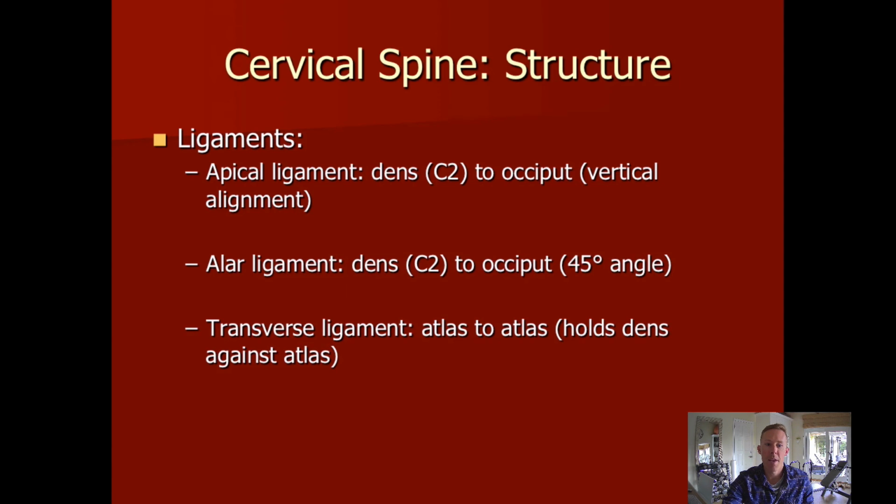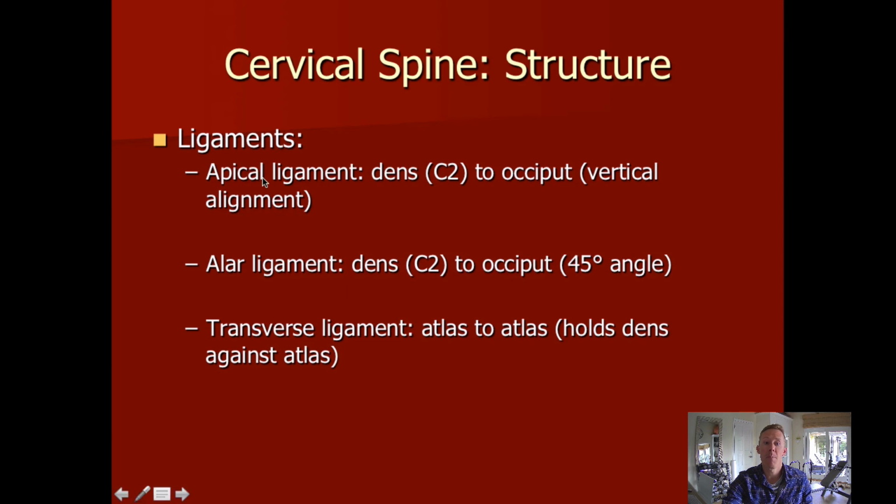Okay, and then ligaments, really important ligaments in the neck. If somebody's in a really bad car accident, these are things we like to make sure aren't damaged, because if they are, then the head can move around on the spine and they're at a much greater risk of having an injury to their spinal cord.